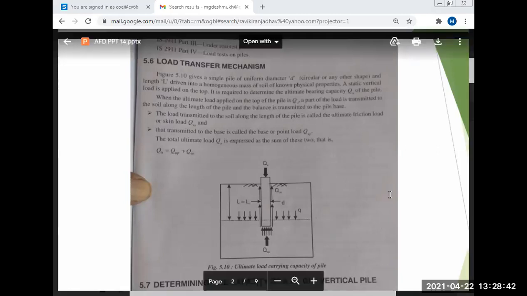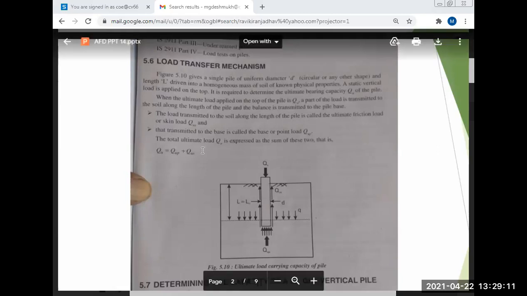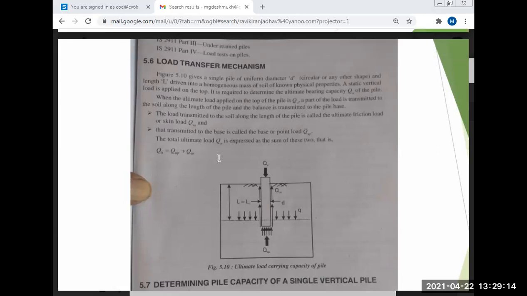मतलब एंड बेरिंग पाइल का जो बेस से लोड ट्रांसफर हो रहा है, it is called QUP and sometimes QPU also. Means the load resisted or transferred through the base of the pile. Similarly, the load is transferred through the sides along the length of the pile. Such pile is called friction piles. Such is called ultimate friction load. It is denoted by QUS, or sometimes simply QF.